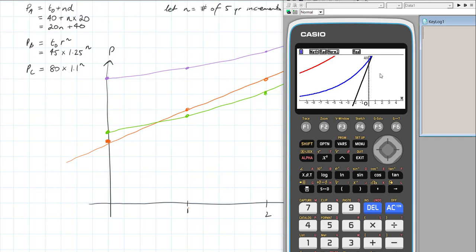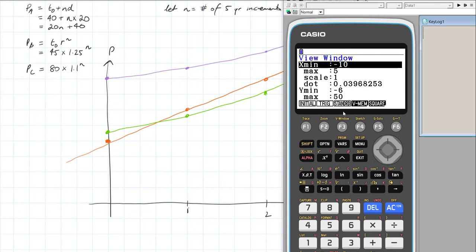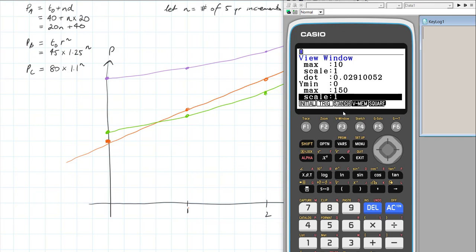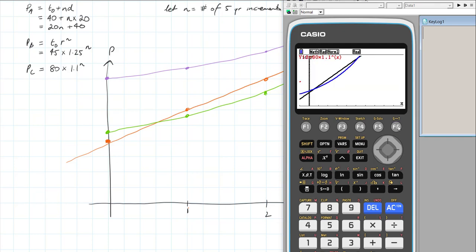And you can see that my scale is not very good. So I'm going to go Shift V window. And I have my X minimum at, keep in mind I only need to go, 1 will represent 5 years. So I'm going to go from -1, but I'm going to go up to say 10 for now and just see what happens. And then my Y minimum, well, again, my lowest population is 40, but I'll start at 0. And I'm going to go up to about 150 and hopefully that'll bring everything together. So let's have a look at if I draw that.